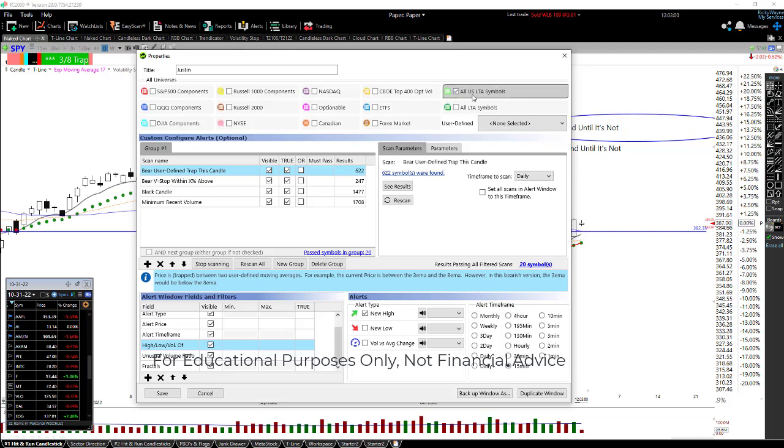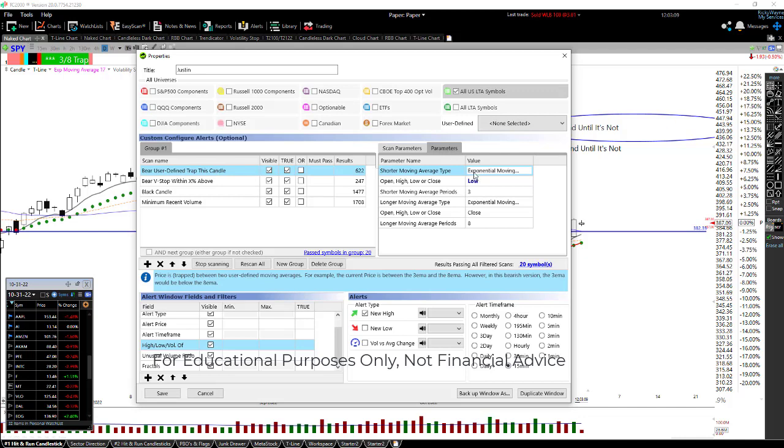We're now looking at everything in LTA, U.S. stocks. And now let's take the bear 3/8 trap. And if we come over here, you can see it's already set up. So we're looking for the low of the 3 exponential moving average and the 8 closing. So what this is really saying is you want the 3 exponential moving average to be below the 8, and you want price to be between those two moving averages. That's exactly what that is saying right there.